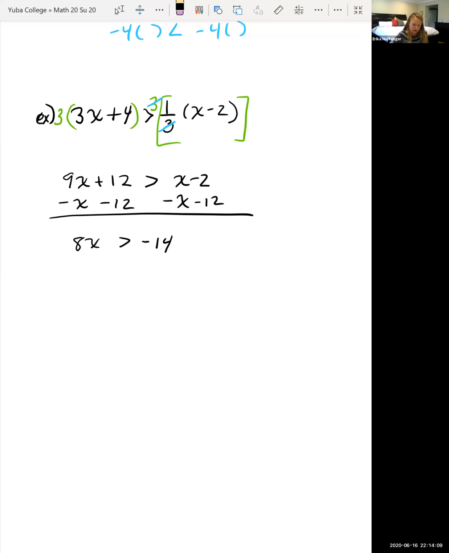So to get x by itself, we want to divide both sides by 8. We're dividing by a positive number, so again, we don't have to worry about our inequality flipping. And so x is greater than, and you always want to reduce your fractions. I notice 14 and 8 both have 2 in common. 2 goes into 14 7 times, and 2 goes into 8 4 times. So we get x is greater than 7/4. The negative is outside, so -7/4.